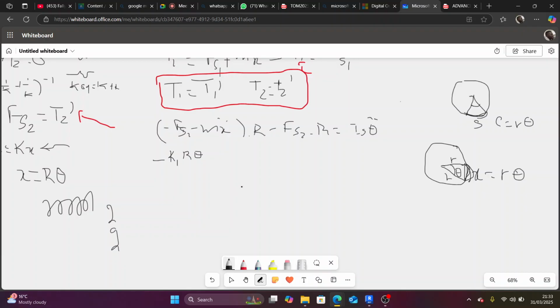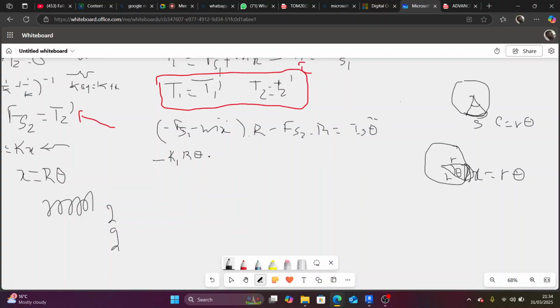Do you agree, Koketsu? No, I don't get it. Okay. Remember we said force of the spring is equal to constant multiplied by what? The displacement. What is the displacement in this case? R theta. So do you agree that I can write it like this now? Yes. Okay, thank you. If you are with me, I'm happy.